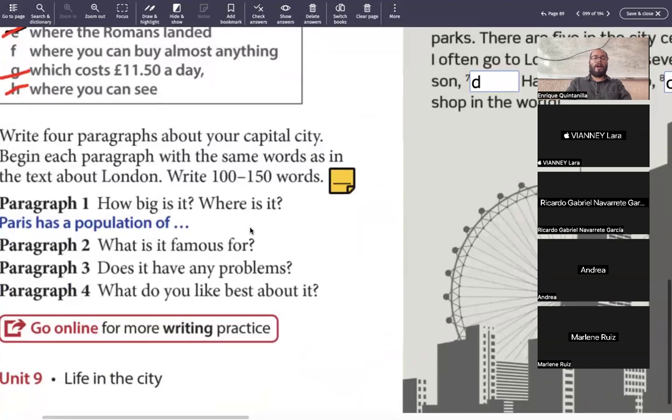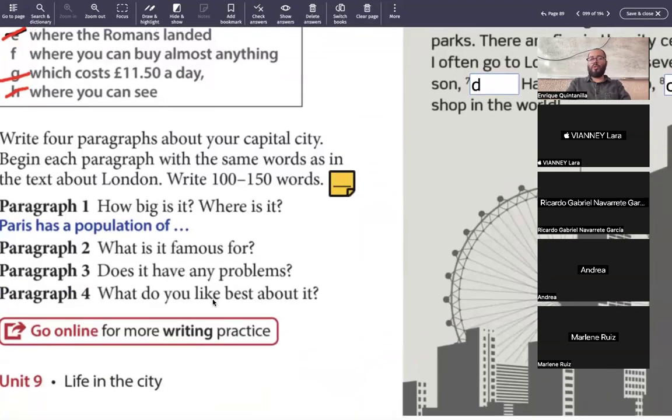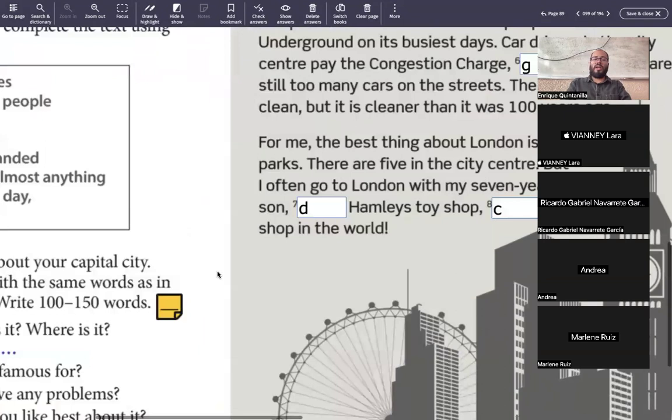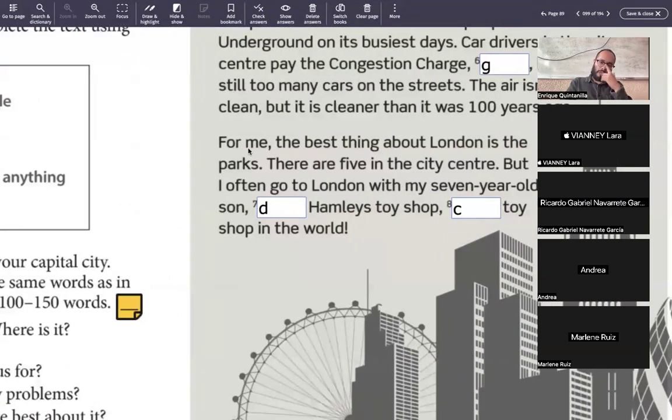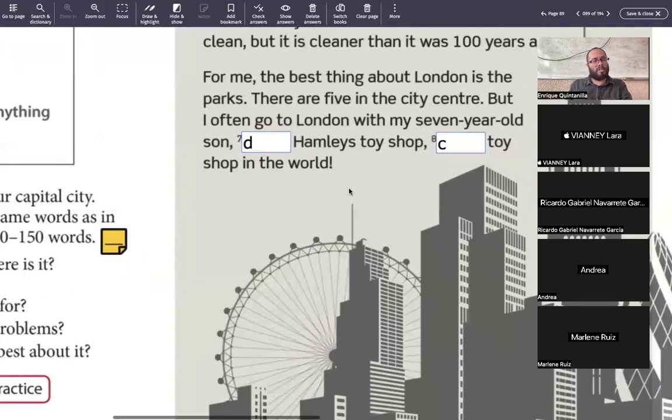Right? Paragraph number 4, what do you like best about it? For me, or in my opinion, the best thing about Cuernavaca is the weather, yeah? And you talk about, I like going to the parks, where I can sit and relax. I often go out with my friends to the shopping center, which is a great place to meet people, etc. Yeah.